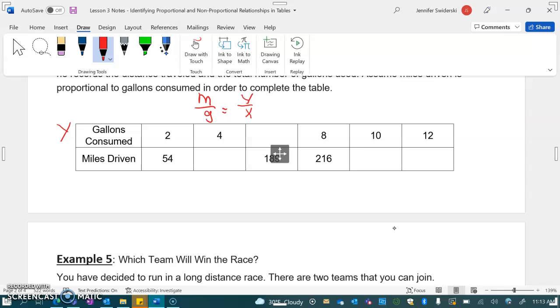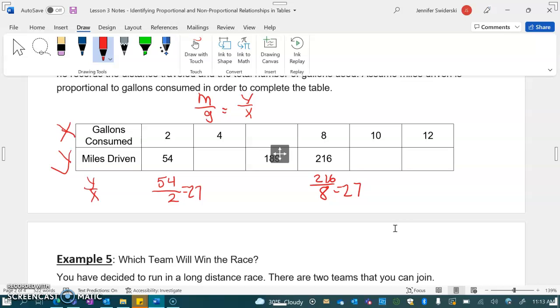And we'll get into this later this week. Oops, X and then Y. So I need to figure out in 1 gallon how many miles I could drive. To do that, I could use this column and do my Y over my X, or I could use this column here. 216 divided by 8. In both situations, you're going to find out that if I divide those, I get 27.